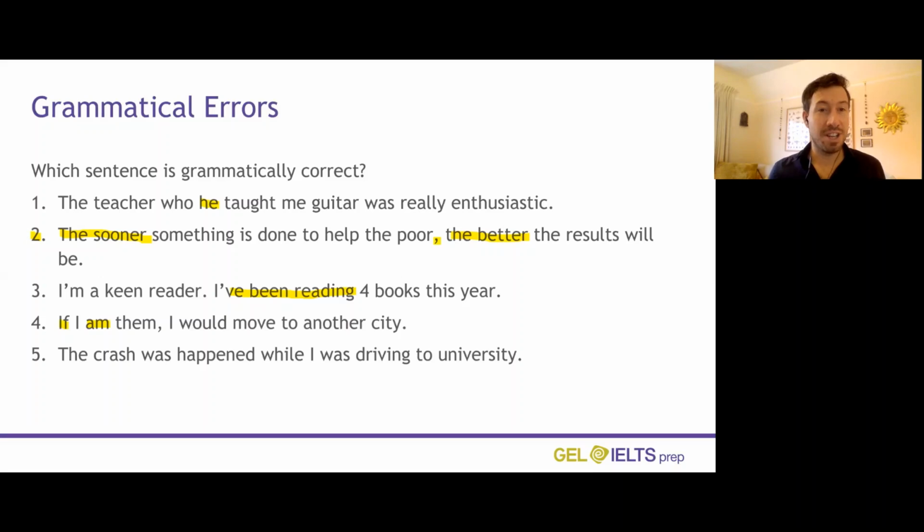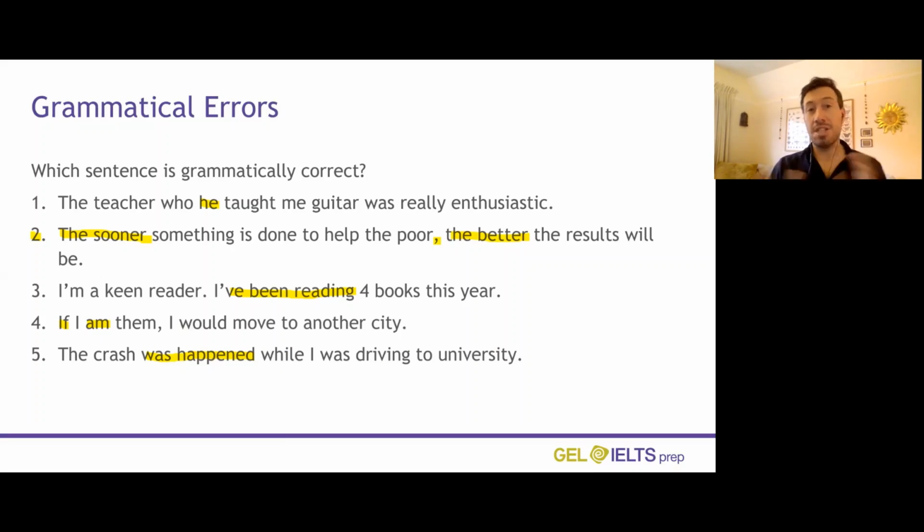And then the last one, the crash was happened while I was driving to university. The problem here is was happened. Now, happened can't be put into a passive form. It can only be active. So was happened is a passive structure. So what we need to do is just delete was and say the crash happened while I was driving to university. That would be correct. So with happened, we need to use an active form.